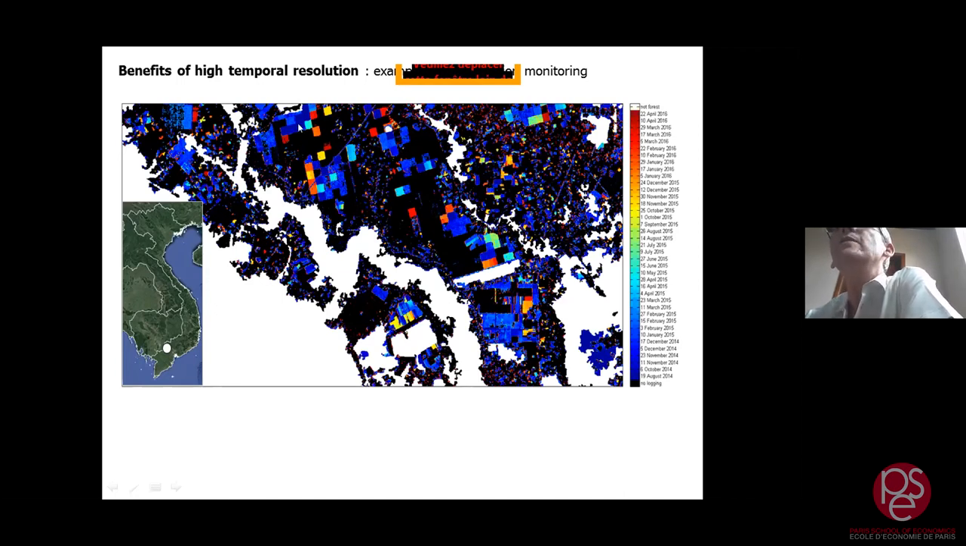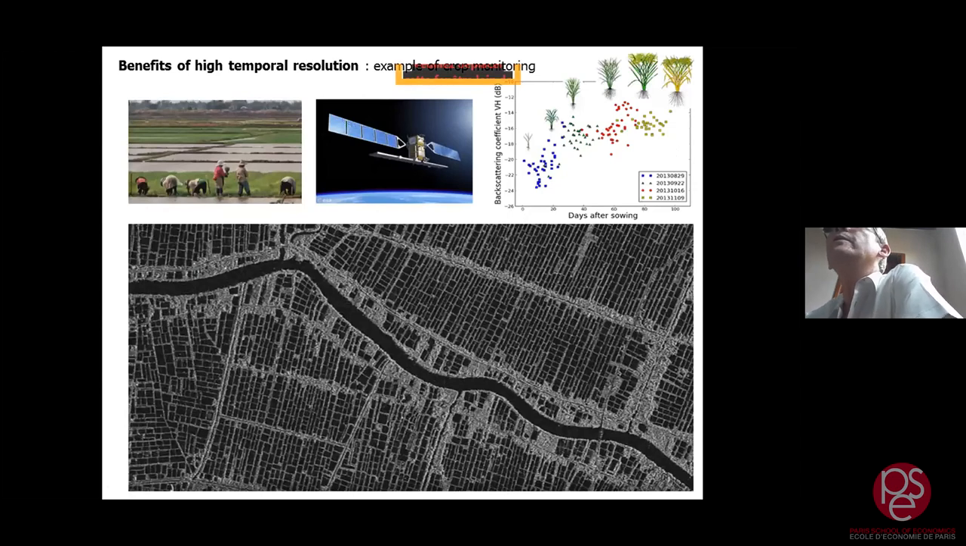And typically here there is industrial agriculture with authorized deforestation, and here there is a small, random, and probably not authorized deforestation. So this is information that shows the calendar of the deforestation process. Another example is for crop monitoring.